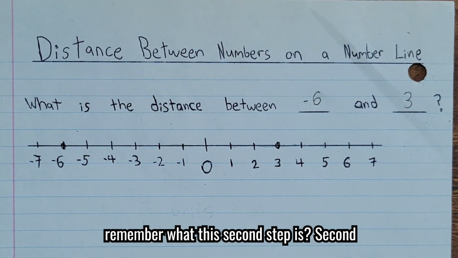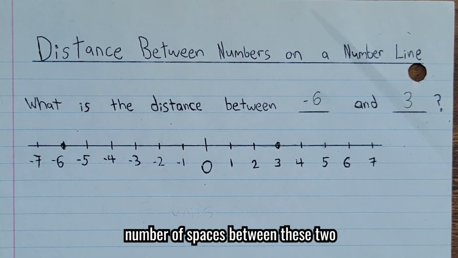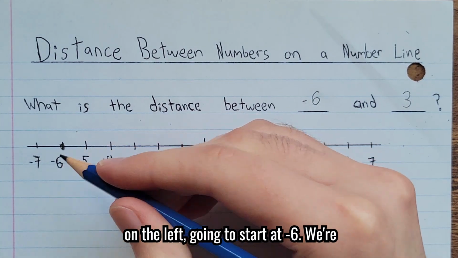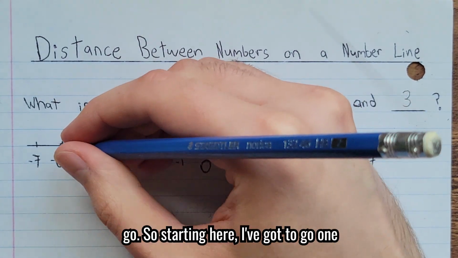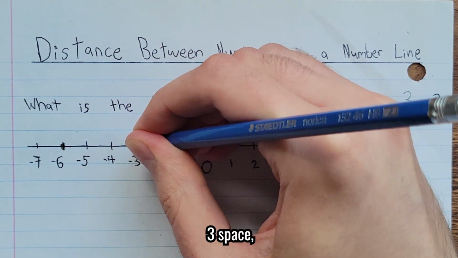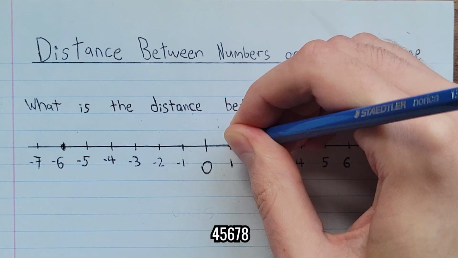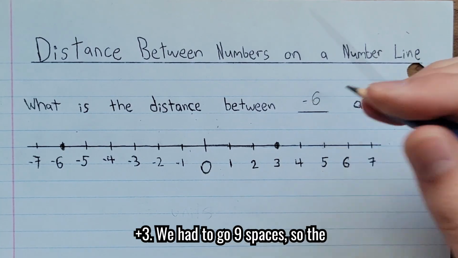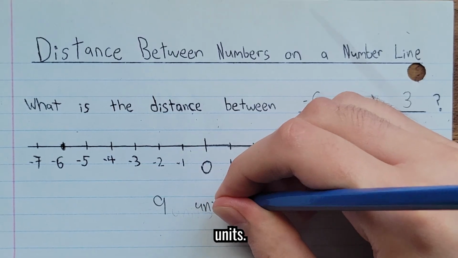Do you remember what the second step is? Second step is we just got to count the number of spaces between these two numbers. So again, start with the number on the left. Going to start at -6. We're going to be going all the way to +3 and just counting how many spaces we have to go. So starting here, I got to go 1 space, 2 space, 3 space, 4, 5, 6, 7, 8, and 9. We get all the way to +3. We had to go 9 spaces, so the answer would be 9 or 9 units.